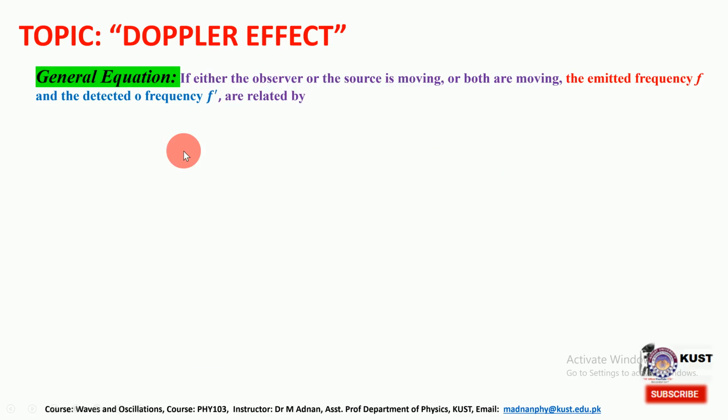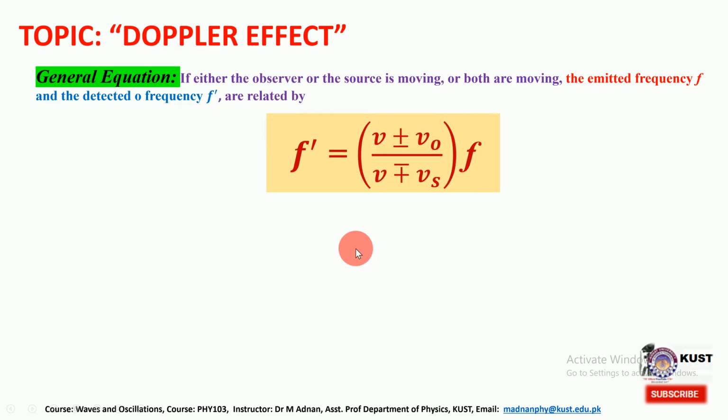Now let us discuss this Doppler effect through a general equation. In the first case we discussed that the observer is moving either towards or away from the stationary source. On the second slide we have discussed that the source is moving either towards the stationary observer or away from the stationary observer. So whether either the observer or the source is moving, or both are moving, the emitted frequency f and the detected frequency f prime are related by this general equation. With this general equation we can limit to any of the four cases that we have discussed.